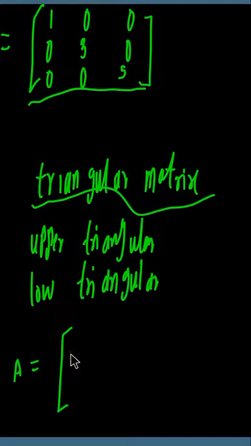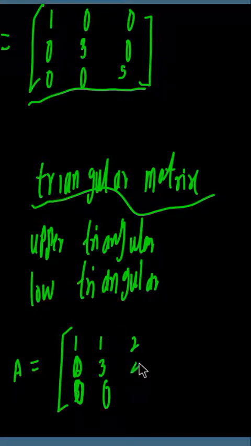Say matrix A equals to 1, 2, 3. Sorry, this is not 3, this is 0. And then here 0. It's not 2, it's 0. Here 0. And let's say we have here 1, 3, 2, 4, 6. Now this is upper triangular.